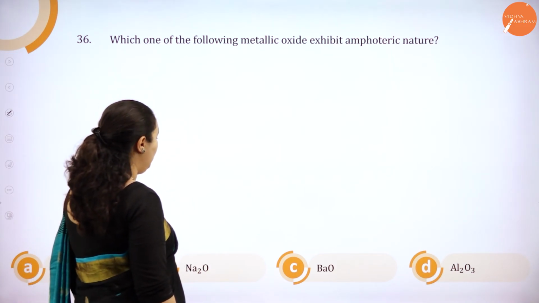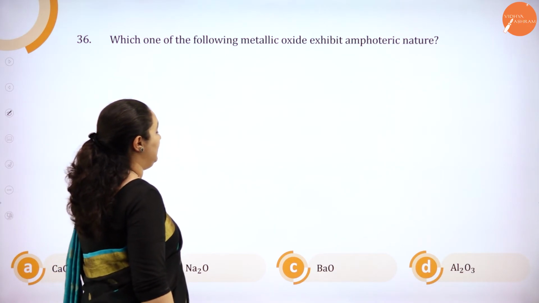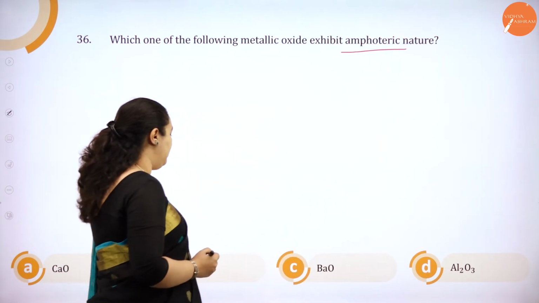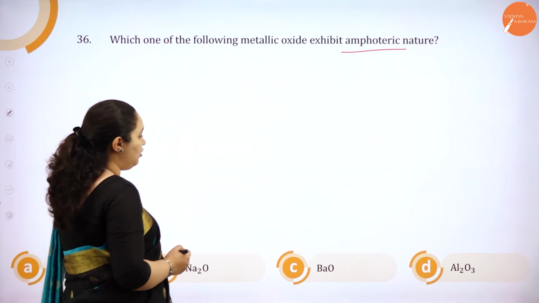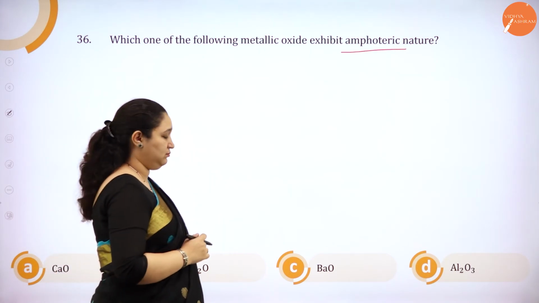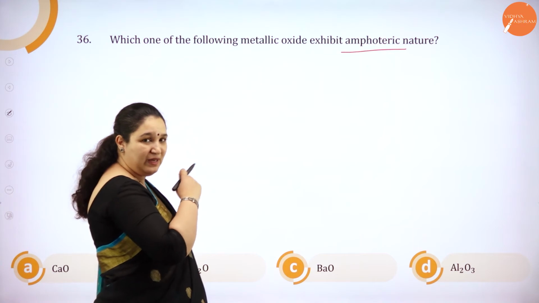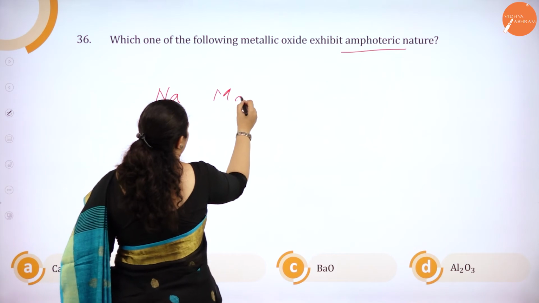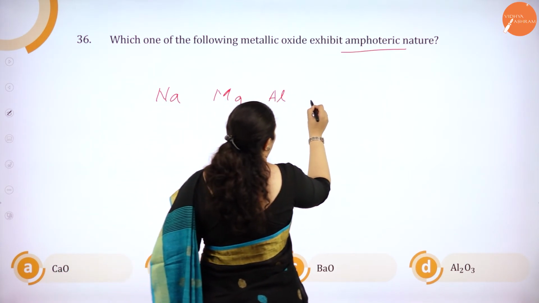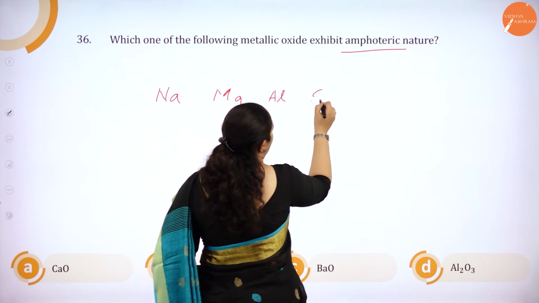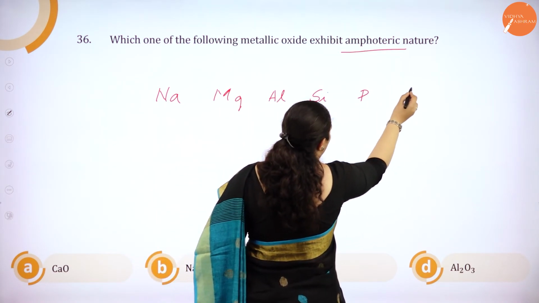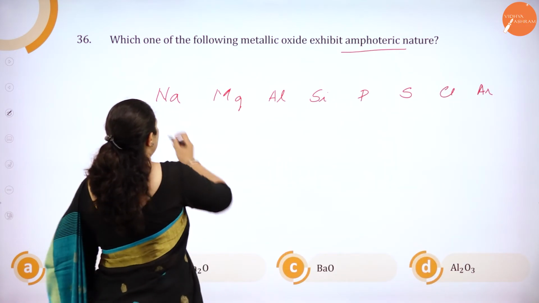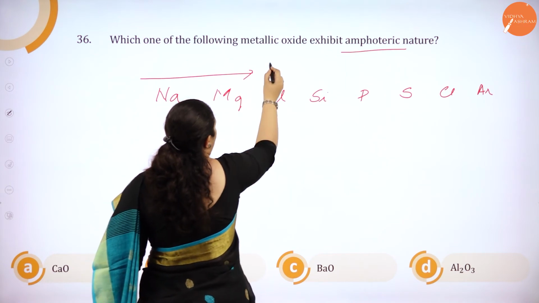CaO, Na2O, BaO, Al2O3. So they are asking which is amphoteric in nature. If you observe very carefully, you have sodium and aluminium coming in the third period. That is, you have sodium, then magnesium, then aluminium, then silicon, phosphorus, sulfur, chlorine, argon. So as we move along the period, acidic character increases.